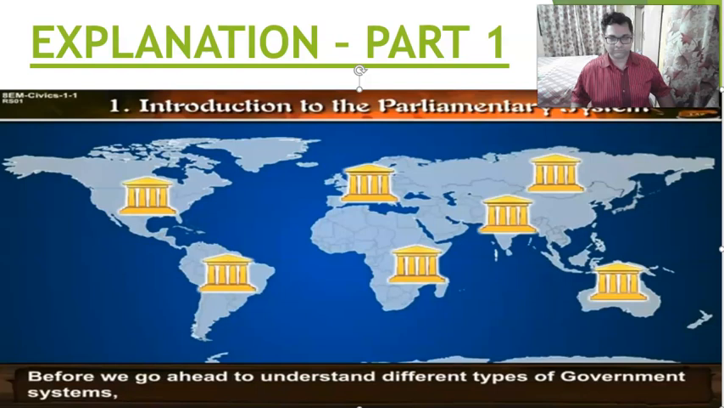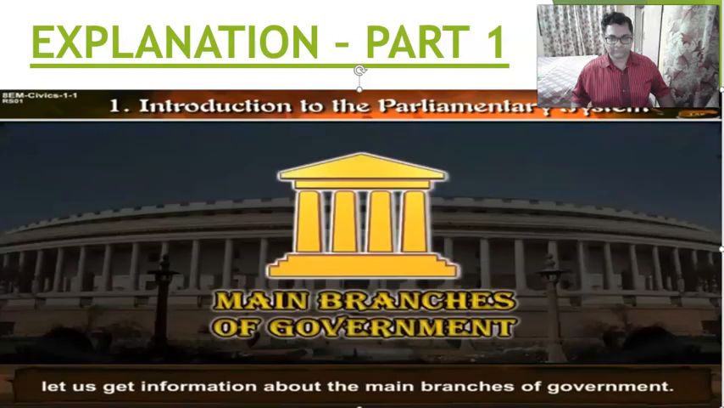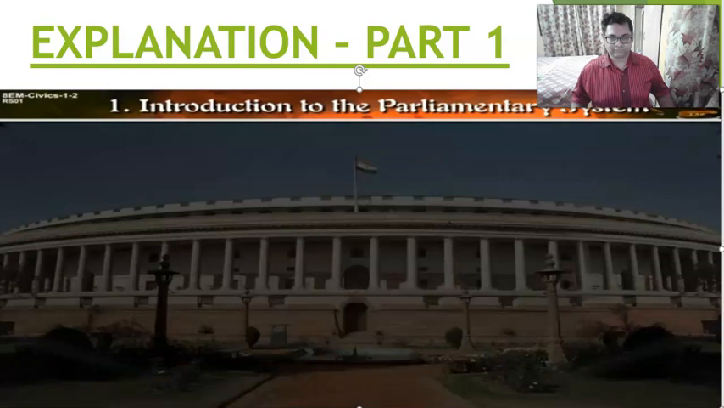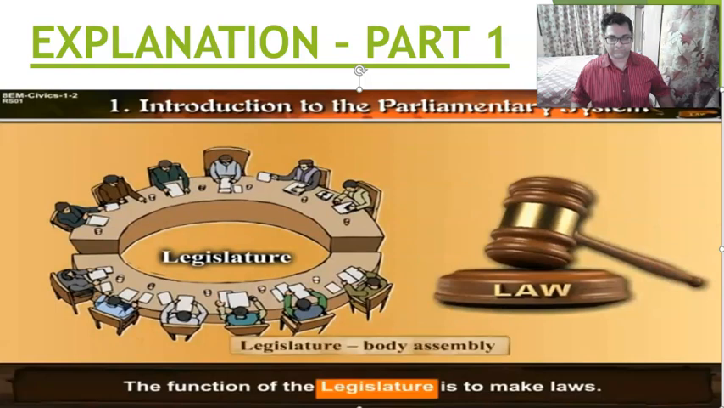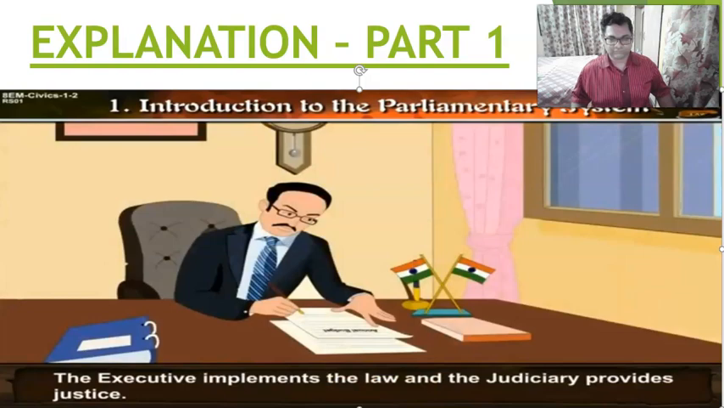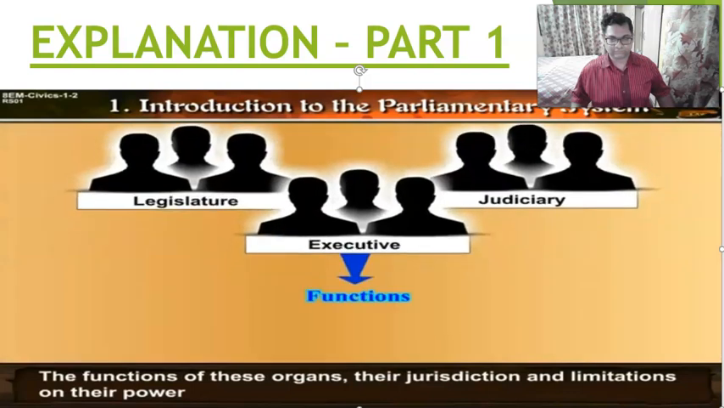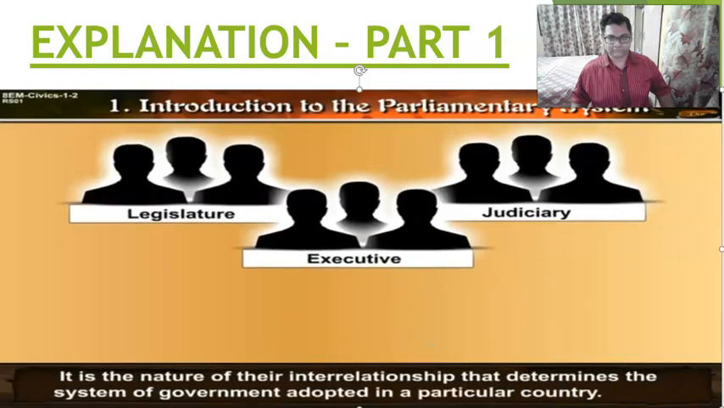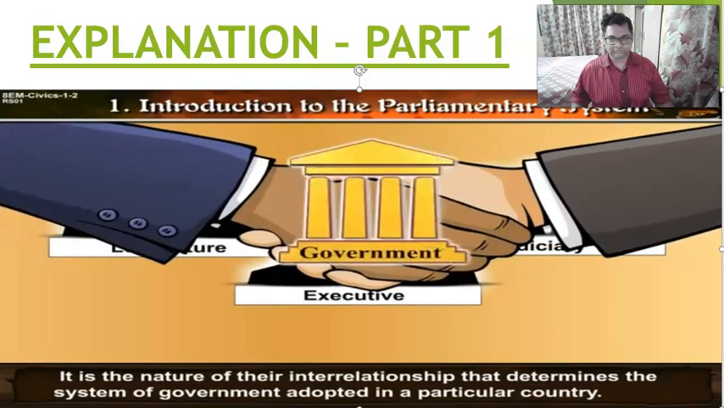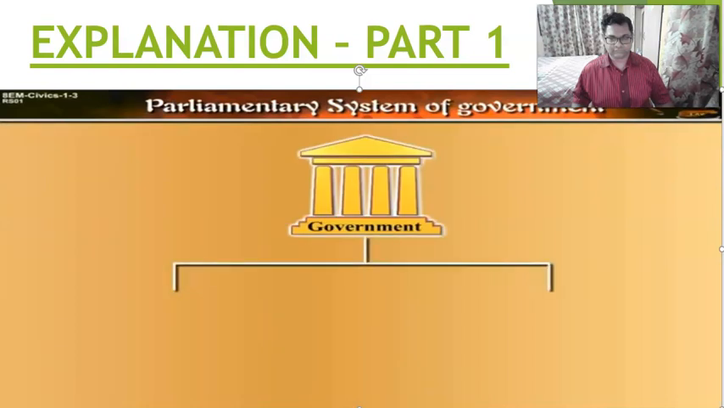Isn't it so? Before we go ahead to understand different types of government systems, let us get information about the main branches of government. The function of the legislature is to make laws. Legislature means the body assembly. The executive implements the law and the judiciary provides justice. The functions of these organs, their jurisdiction and limitations on their power, and the interrelationship between these organs are decided by the Constitution. It is the nature of their interrelationship that determines the system of government adopted in a particular country.